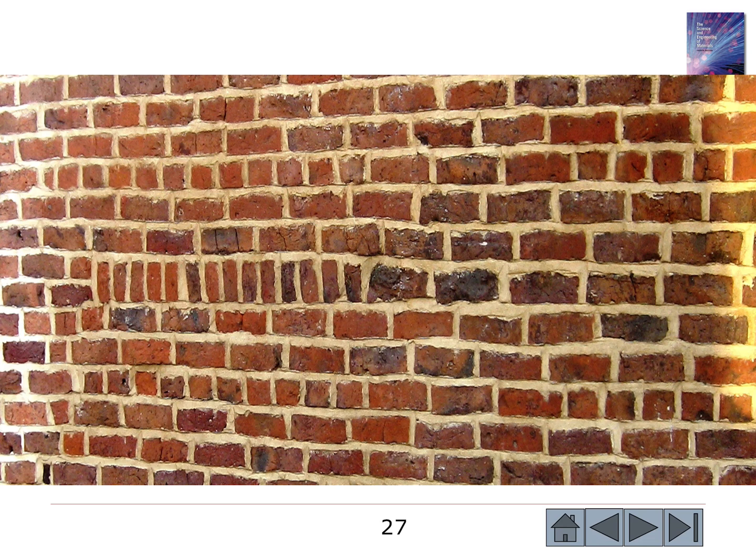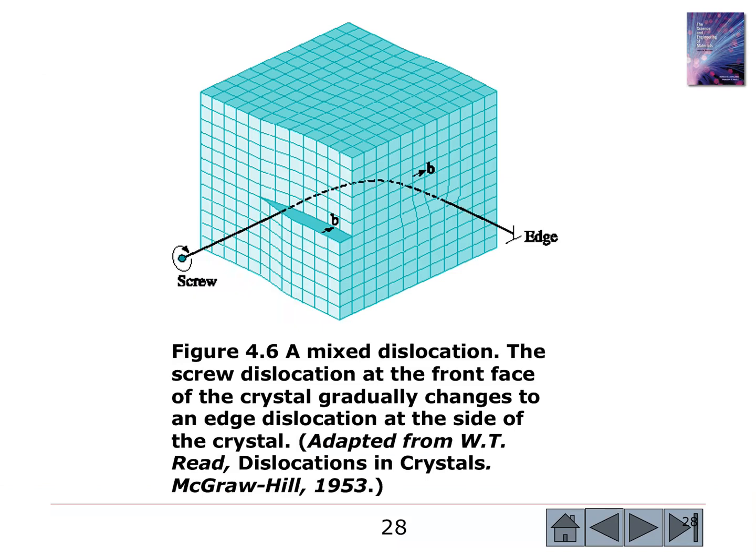if you look at this picture, this is that extra half plane, right? So this is an edge dislocation, right? This is edge dislocation. Okay, so a mixed dislocation actually contains both parts of screw dislocation and edge dislocation, right? So here it's a screw dislocation, here it's an edge dislocation.